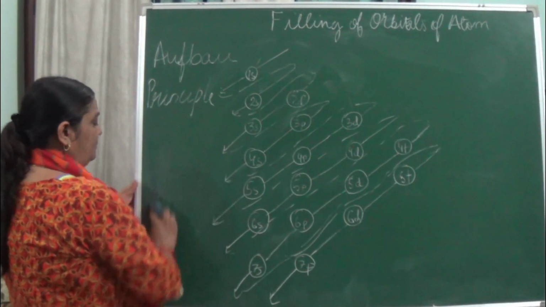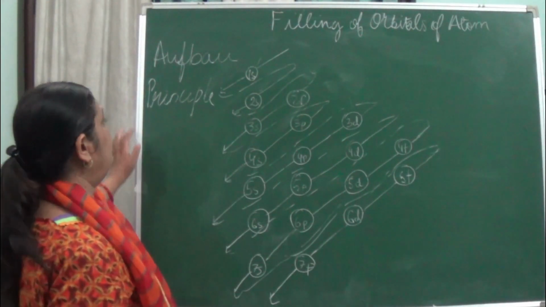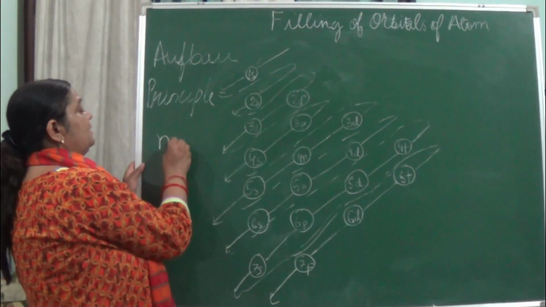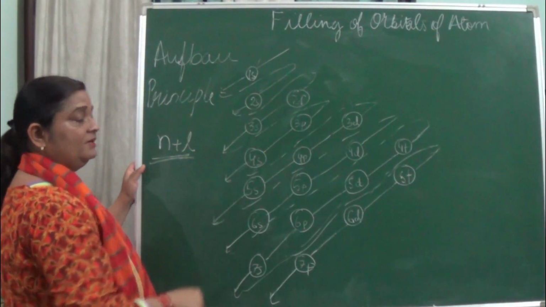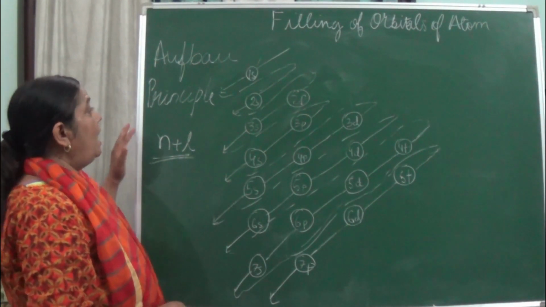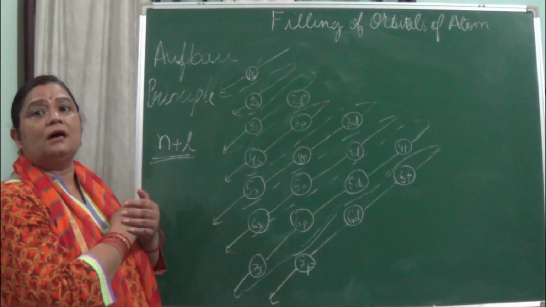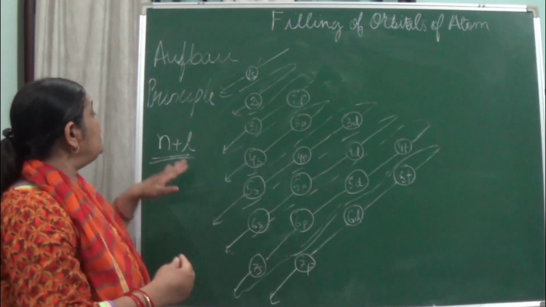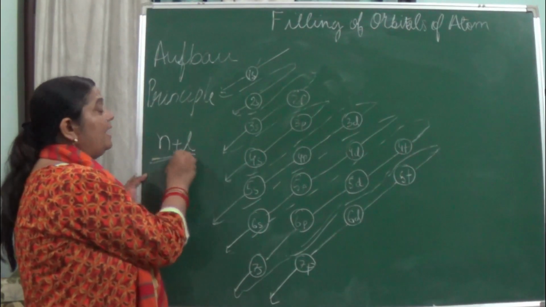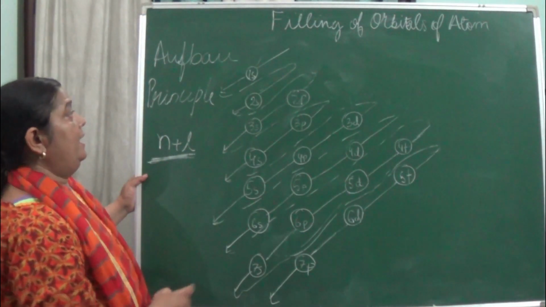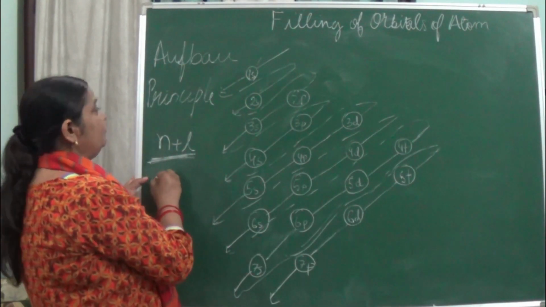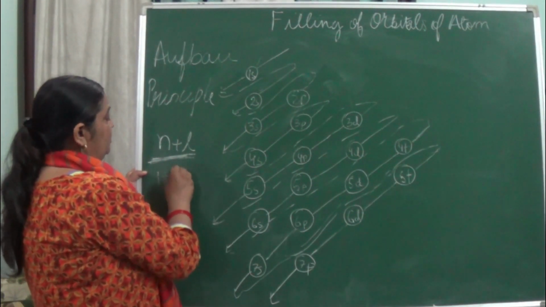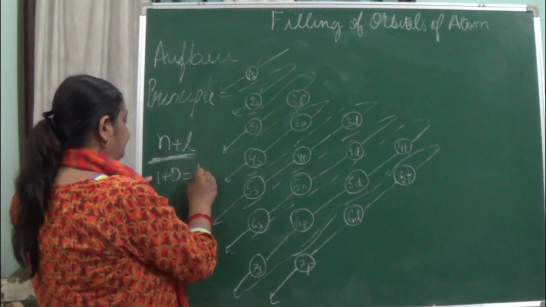Next, coming to the Aufbau principle. He has arranged the orbitals according to the n plus l rule only, which we have studied in the previous section. He arranged the electrons in the ground state according to the increasing energy levels, which we found by n plus l. Here for 1s, n was 1 and l was 0, so it came to 1.